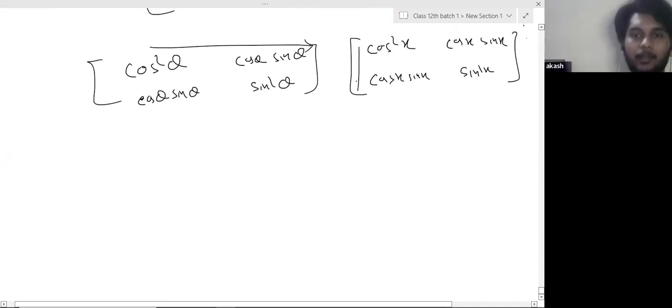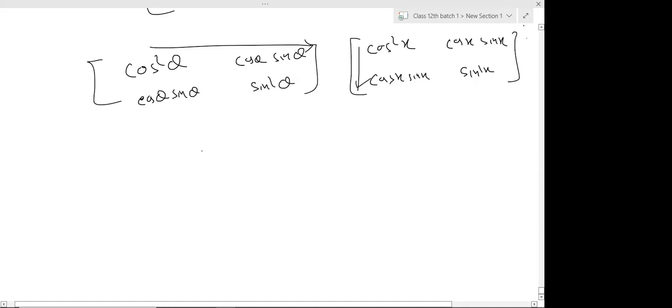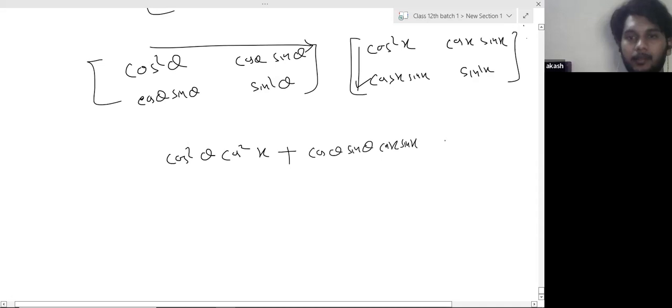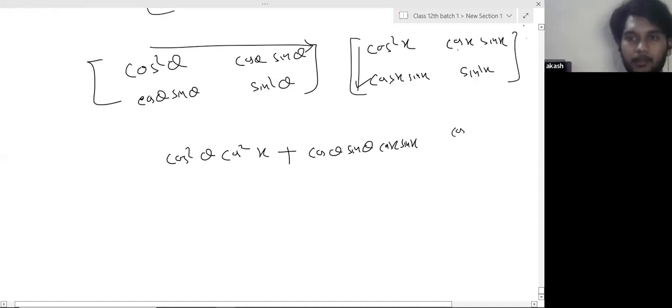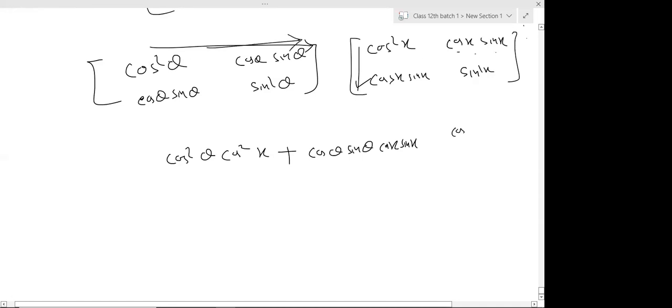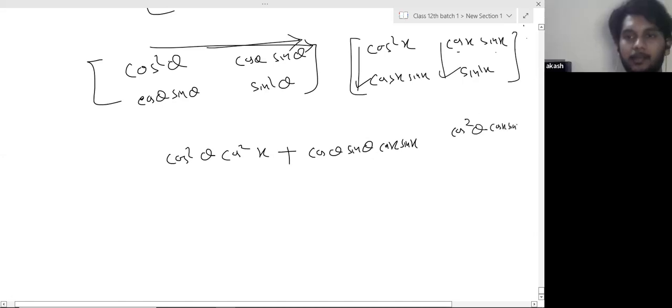This row and this column, right? Yes, it will become cos square theta into cos square x plus cos theta into sin theta into cos x into sin x. All right. And then it will become cos square theta, cos x sin x, right? This row and this column. So cos square theta, cos x sin x plus this into this, so sin square x, cos theta, sin theta. Yes.